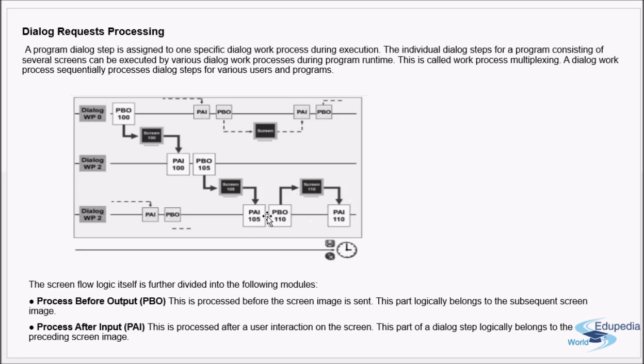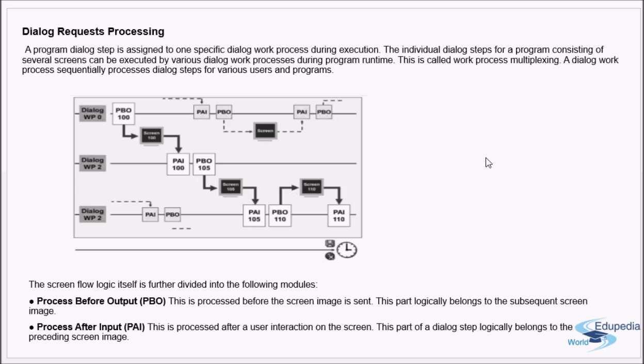Then again it does some processing, and the same dialog work process can also process the subsequent dialog step. In that case, that PAI input is taken in the same dialog work process. So you give the first screen of input, the PAI, and the last screen, the PBO. In between there is some processing, and this PBO is again sent to the next dialog work process, either the same one or a different work process, as a PAI.